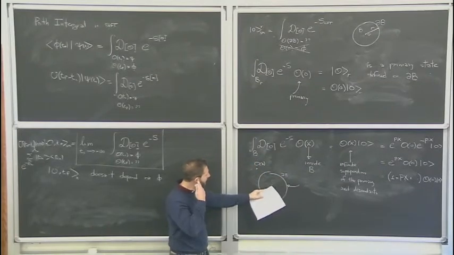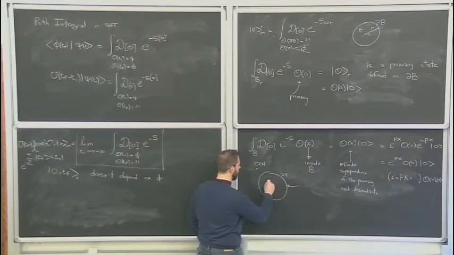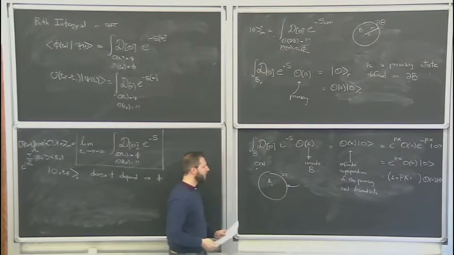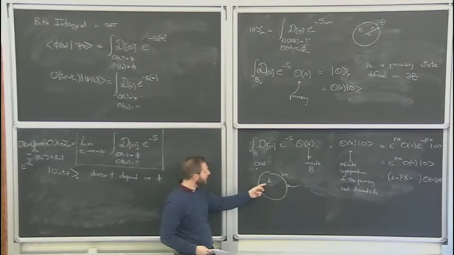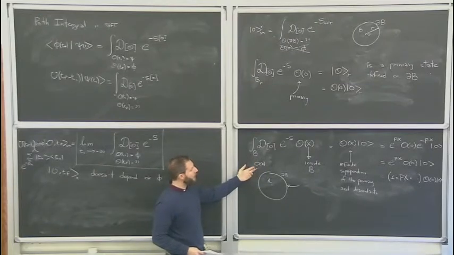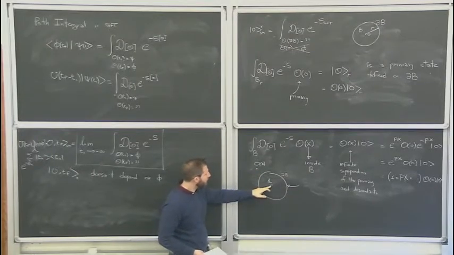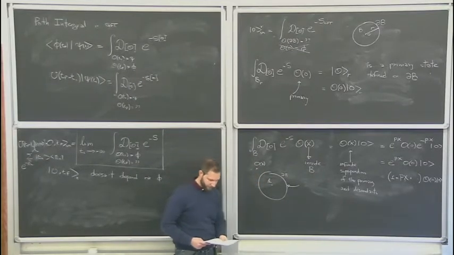So in some sense, not having an insertion is like inserting the identity. So the vacuum is associated to the identity. Primary states are associated to operators inserted at 0. Primaries and descendants are associated to operators inserted at some displaced point inside the ball. Yes?